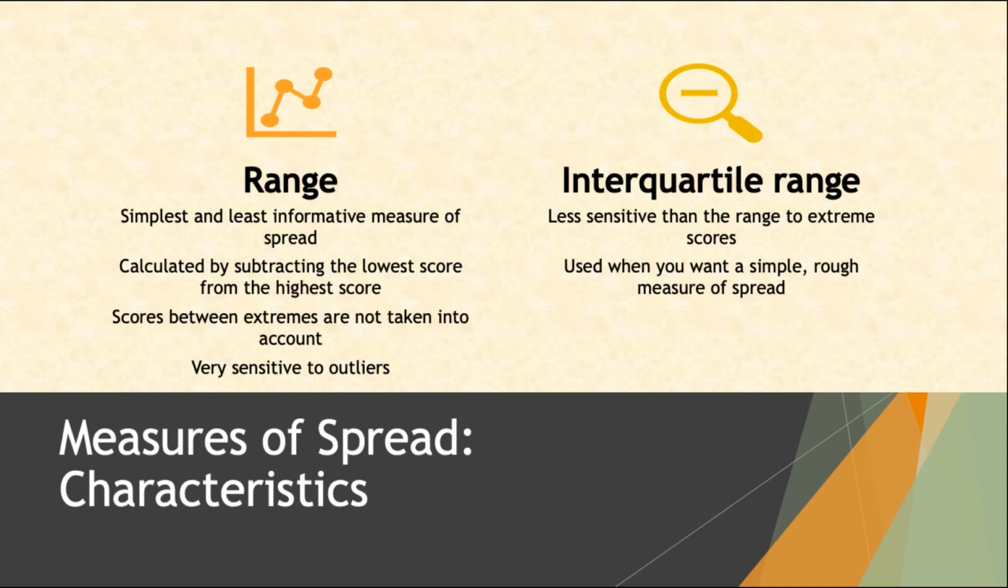The interquartile range is less sensitive than the range to the effect of extreme scores. It also takes into account more information because more than just the highest and the lowest scores are used for its calculation. So the interquartile range may be preferred over the range in situations in which you want a relatively simple, rough measure of spread that is resistant to the effect of skew and outliers.